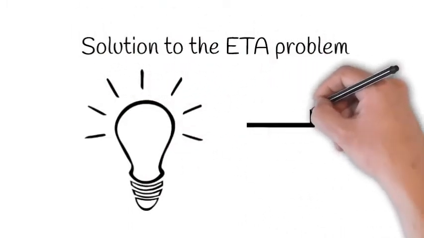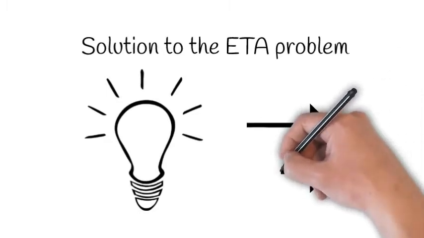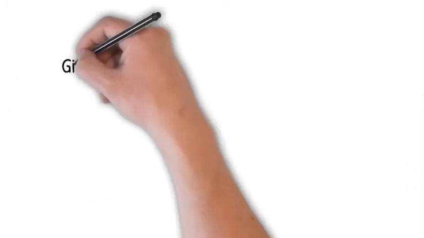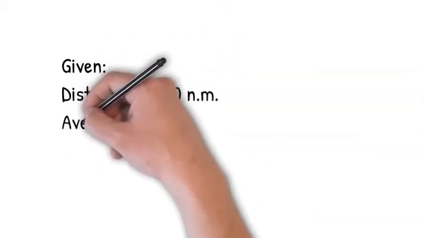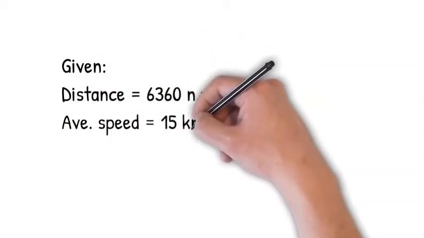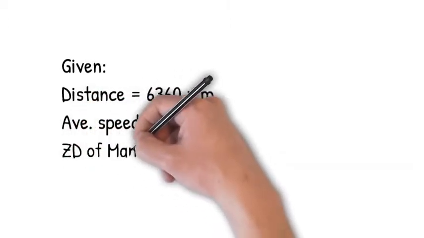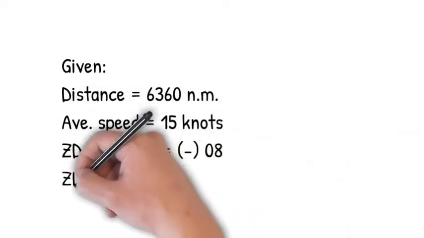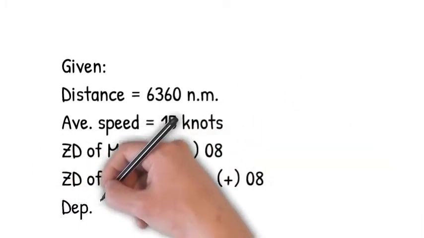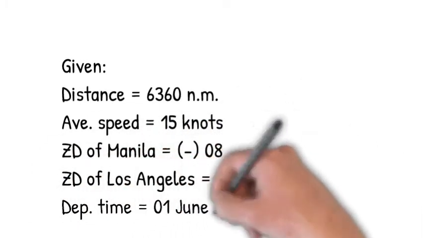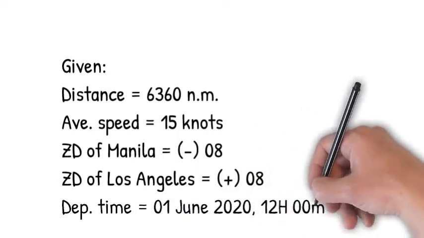Let us now see the solution to the ETA problem on the next. So here is the given. Distance is 6,360 nautical miles. Average speed 15 knots. Sound description of Manila, -08. And sound description of Los Angeles is +08. Departure time, 01 June 2020 at 1200 hours.